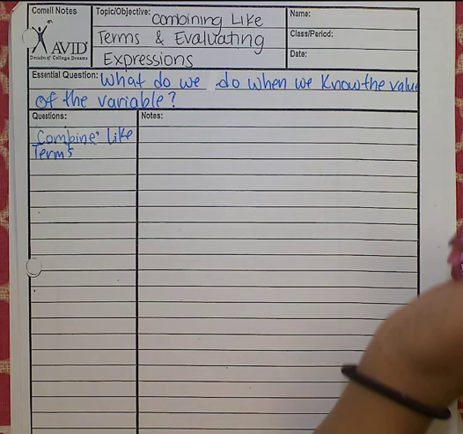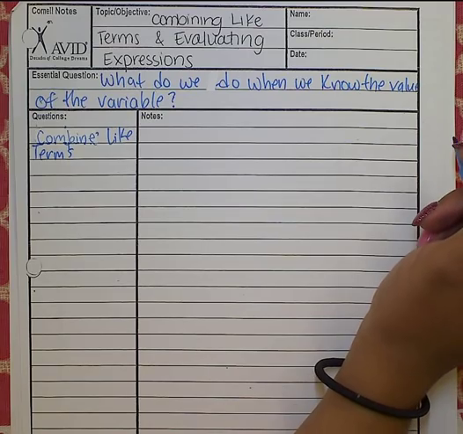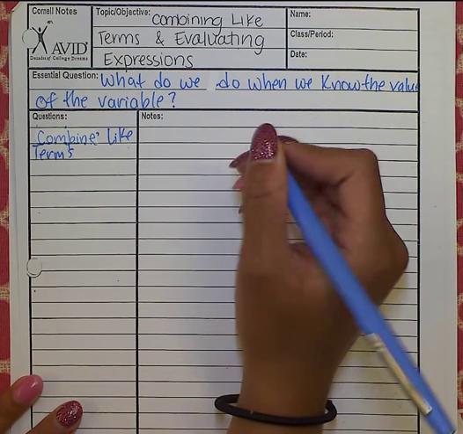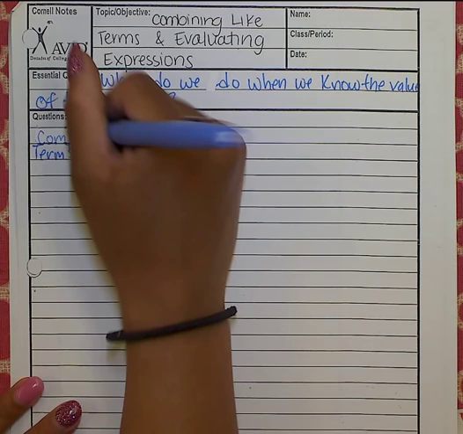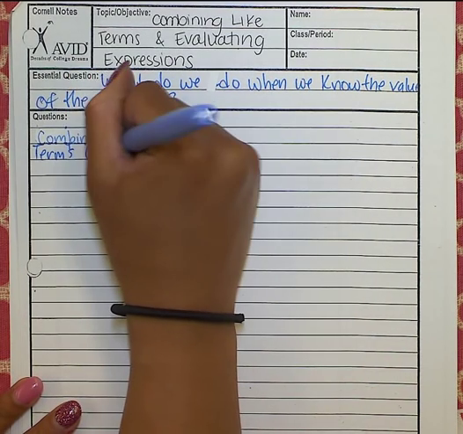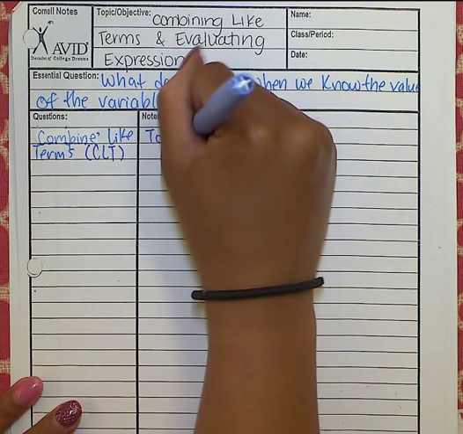Hi, so today's topic is combining like terms and evaluating expressions. Our essential question today is, what do we do when we know the value of the variable? So before we begin, we must review combining like terms. We've already gone over this in class before, but let's just do a little review. Combine like terms, or how I like to write it down, CLT, is a tool used to make expressions simpler.